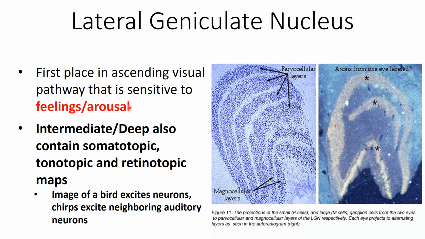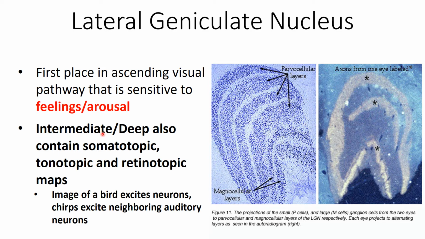Okay, continuing with the lateral geniculate nucleus. One thing to note is this is the first place in the ascending visual pathway that is sensitive to feelings and arousal. One interesting thing about the visual system, and this is probably true, honestly, of the other sensory systems as well, but its processing is modulated by how you feel. So the way you see the world around you is related to the way you feel about the world around you. Therefore, it's no surprise that early in the visual processing stream at the lateral geniculate nucleus, we're already seeing the visual processing happening in the lateral geniculate nucleus being influenced by your feelings.